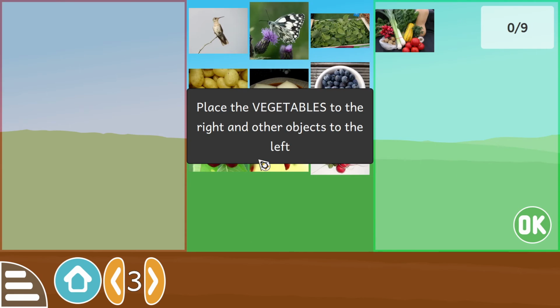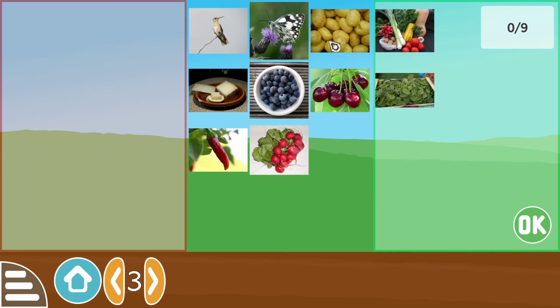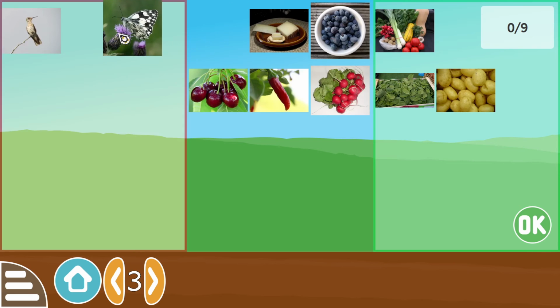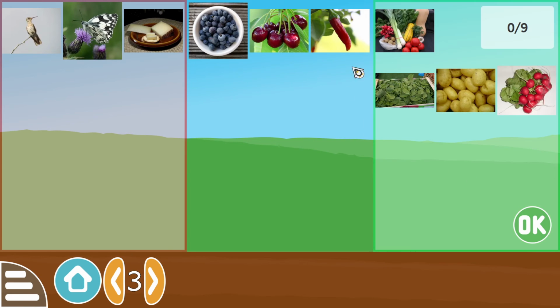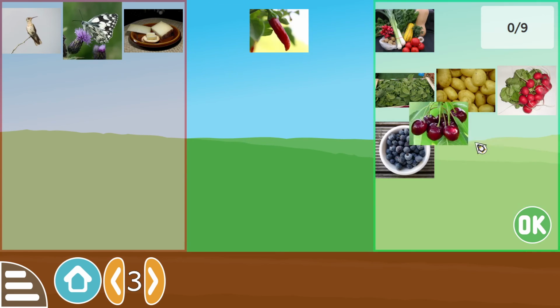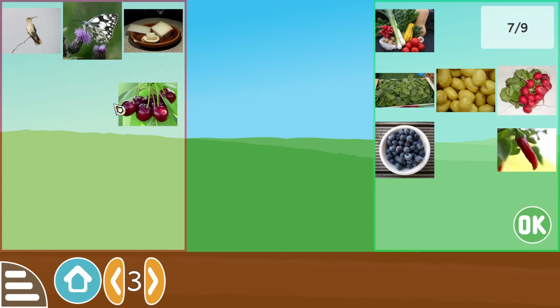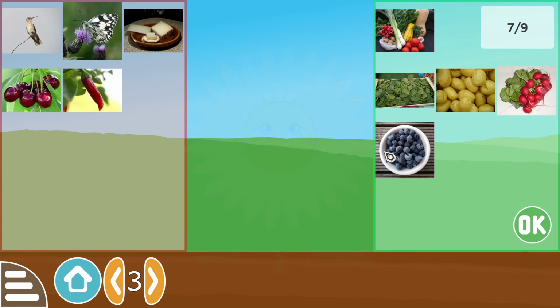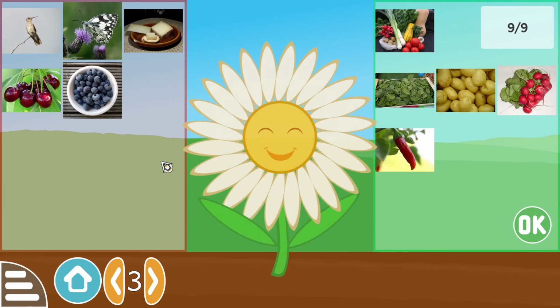There we go. Okay. Vegetables to the right, so it looks like spinach. Potatoes definitely are. Birds, moth, and cheese definitely not. Radishes, I think, are... I'll risk it. Let's try everything else. Cherries, and let's try it. No, chilies are. Blueberries are not. Yep.